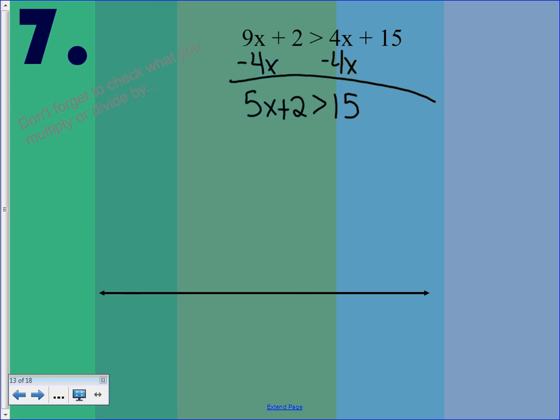Okay, here's your hint when you get to the bottom. You're going to have an open circle at 13/5. So that's the way you can check your answer. You need to figure out which way the arrow needs to go based on the information that I just gave you.